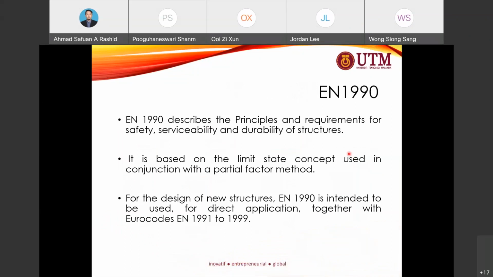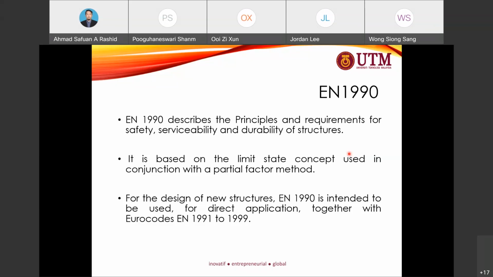Okay, EN 1990 describes the principles and requirements for safety, serviceability, and durability of structures. It is based on the limit state concept used in conjunction with a partial factor method. For the design of a new structure, EN 1990 is intended to be used for direct application together with Eurocode 1991 to 1999.